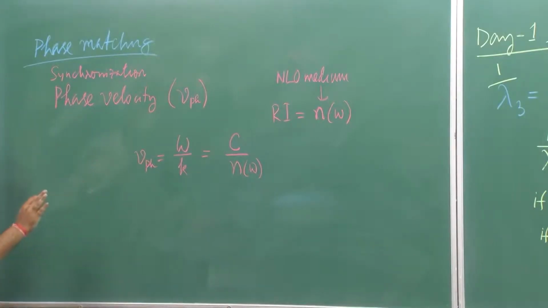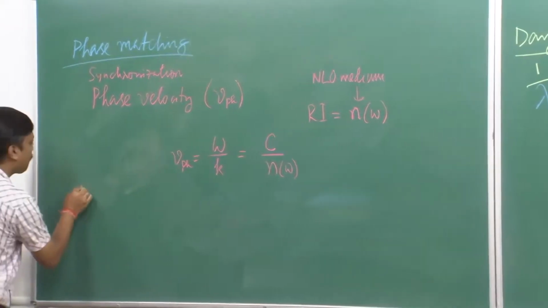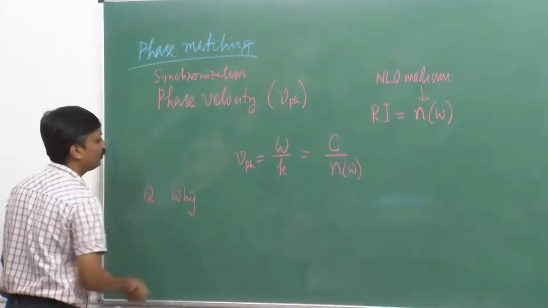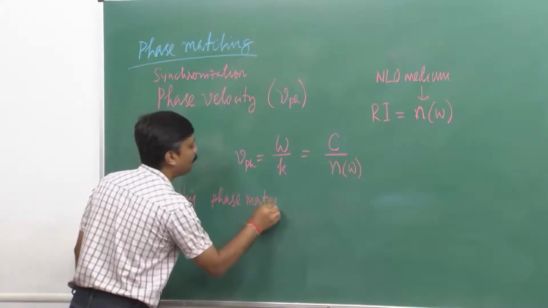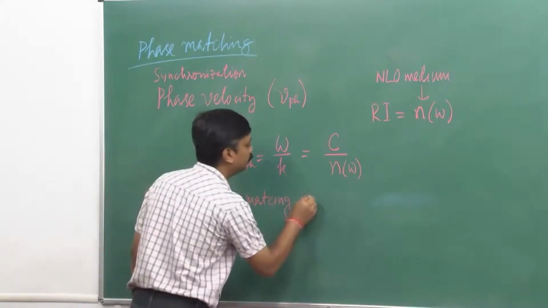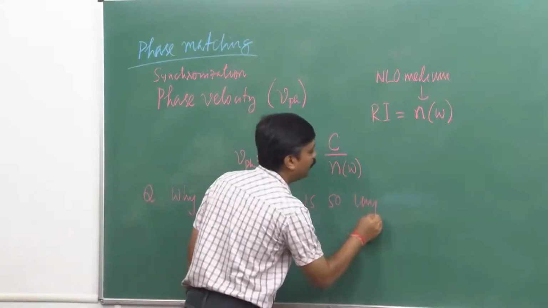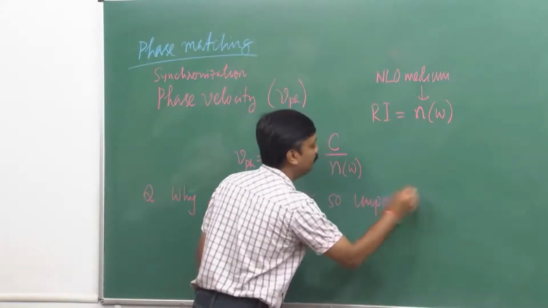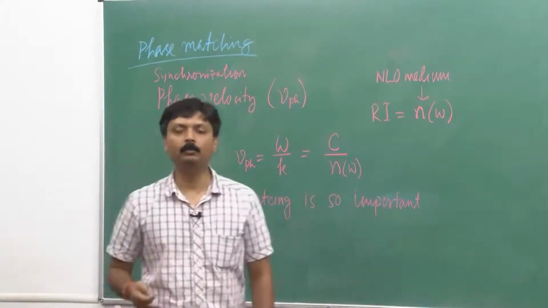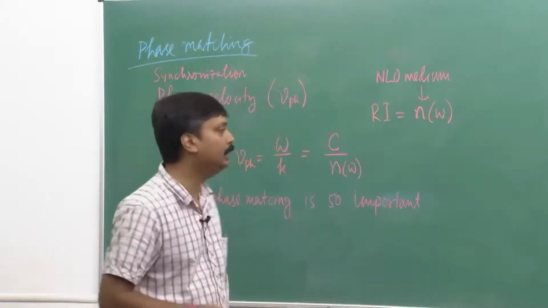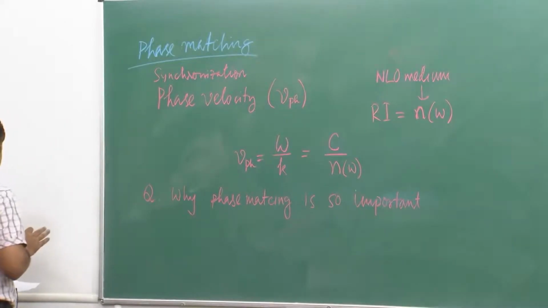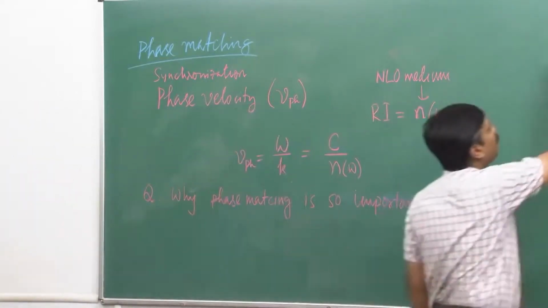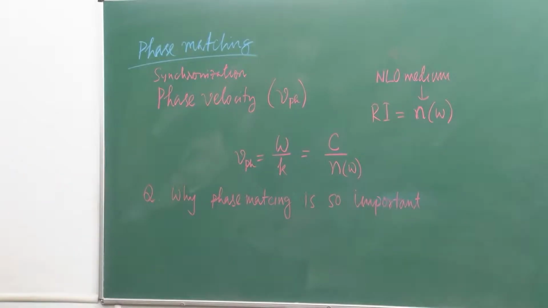Now, at this point the important question to ask is why phase matching is so important. We have been saying, okay, we need to have phase matching. So, why is it so important to get this phase matching? At this point we will consider a fundamental wave having a frequency omega 1 and a wave vector k1.